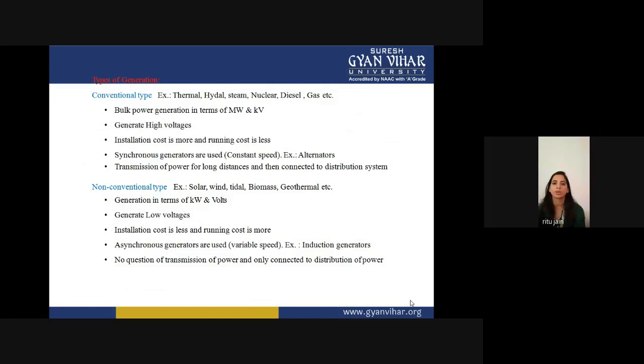And let's talk about the non-conventional type, for example solar, wind, tidal, biomass, geothermal, etc. Generation is in terms of kilowatts and volts, generating low voltages. Installation cost is less and running cost is more. Asynchronous generators are used, for example induction generators. In the conventional type we use synchronous generators, and in the non-conventional type we use induction generators. There is no question of transmission of power, and it is only connected to distribution of power.